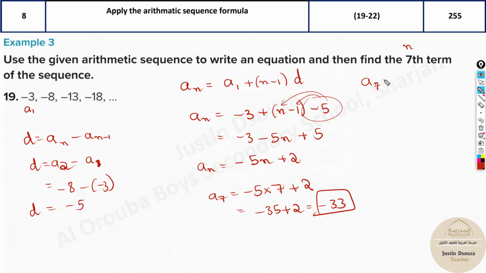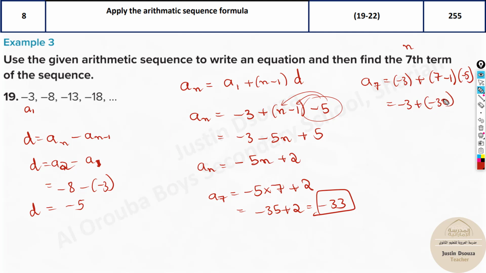Otherwise, in this formula, directly you can substitute everything. So a7 will be equal to what? a1 is minus 3 plus (7 minus 1) times d, that is minus 5. Now put this in a calculator, you will get the answer. We can do it over here manually and you can try it in the calculator. Minus 3 plus 7 minus 1 is 6. 6 times minus 5 is minus 30 over here.